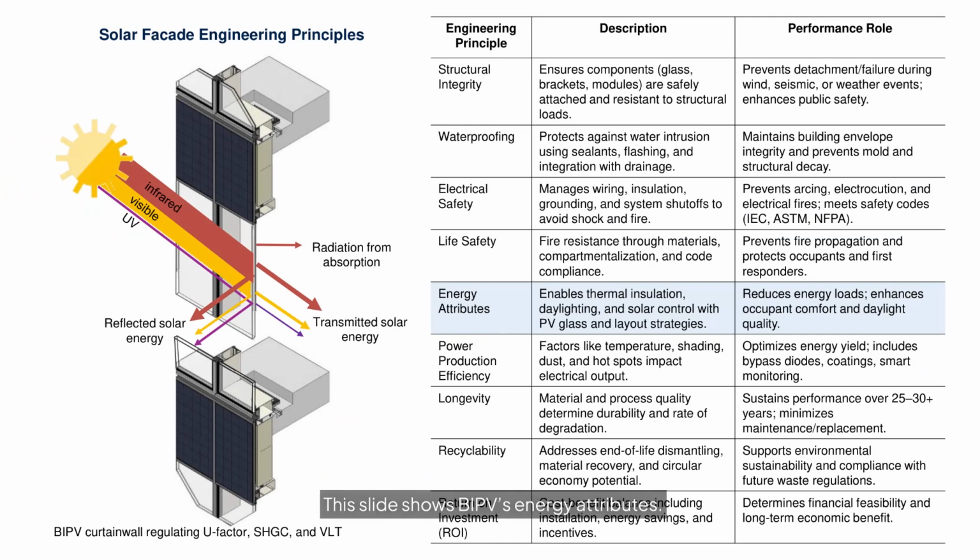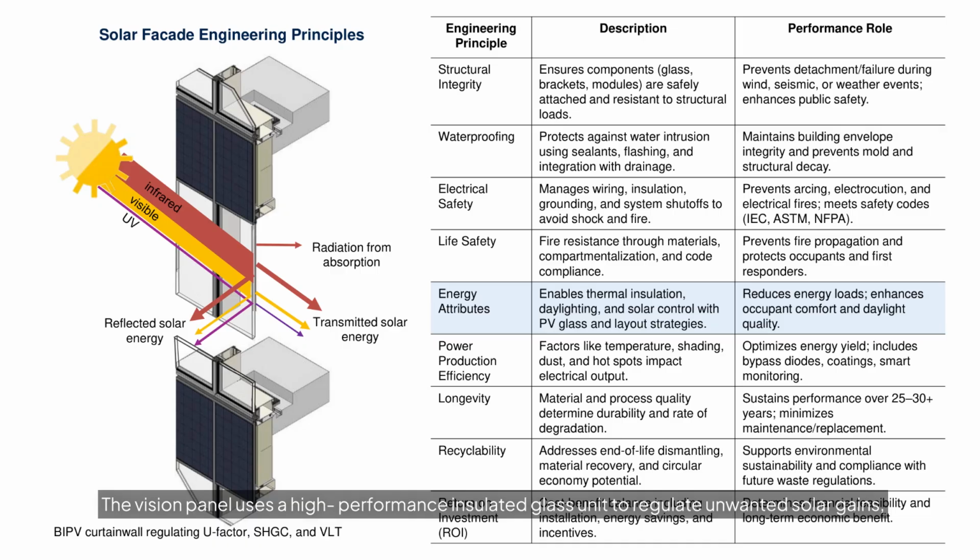This slide shows BIPV's energy attributes. The figure on the left shows a BIPV curtain wall, which consists of solar spandrel panels and a vision panel. The vision panel uses a high-performance insulated glass unit to regulate unwanted solar gains, maximize daylight transmission, and maintain a good U factor. The solar spandrel panel is opaque and is responsible for thermal insulation.